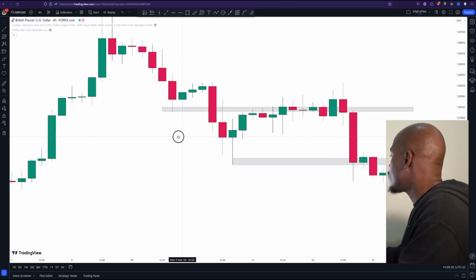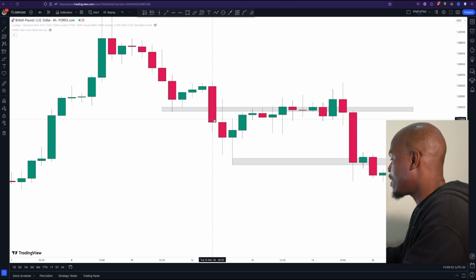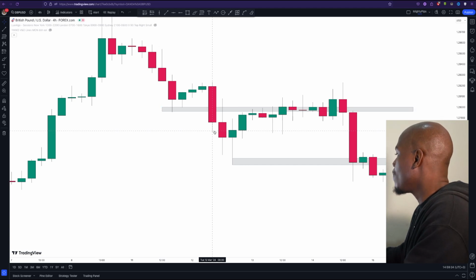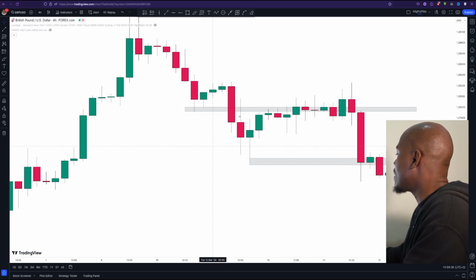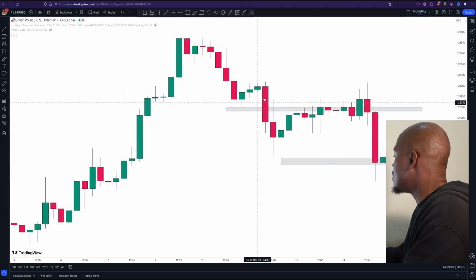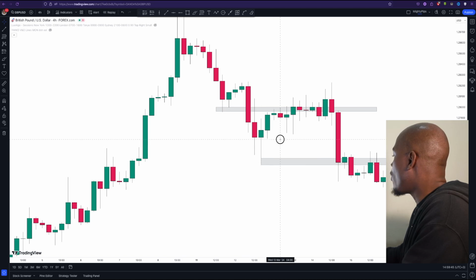So this is the most recent low. This bearish candle breaks that low. So how do you confirm that this is not a false breakout? How do you confirm that this is an actual breakout? What I do is I wait.